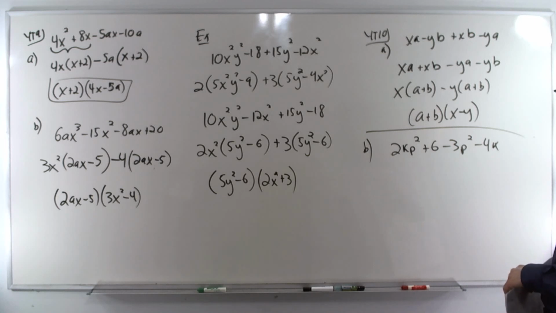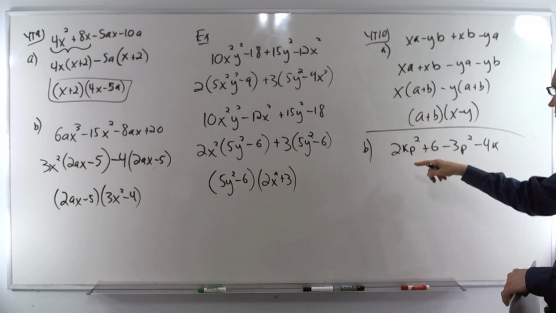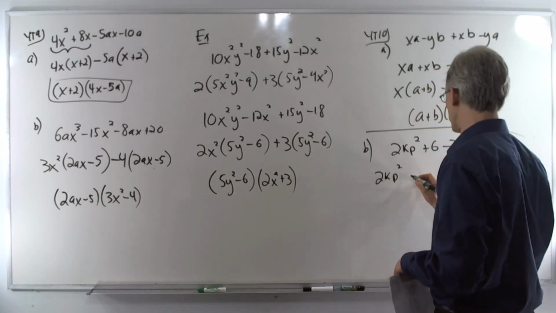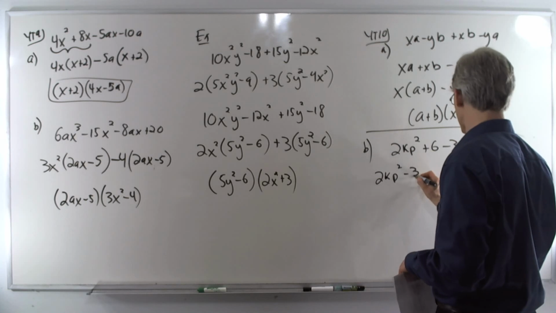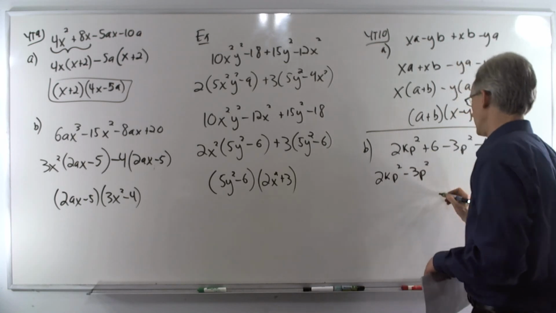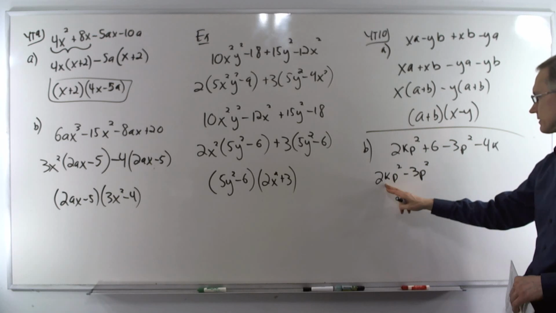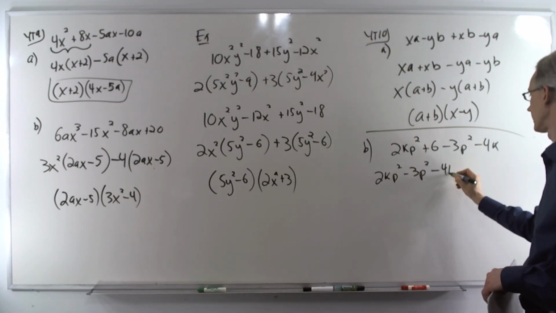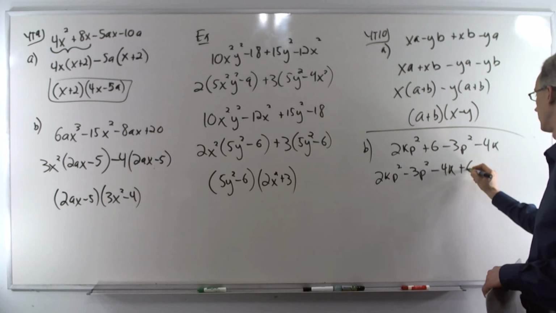All right, we're not going to be able to go very far factoring as is, so I'm going to move this 3p squared over. So I got 2kp squared minus 3p squared. And then the first term here has a k, so I want the first term over here to have a k. So minus 4k, then we'll finish off with plus 6.